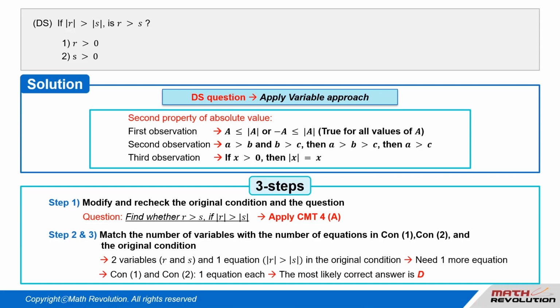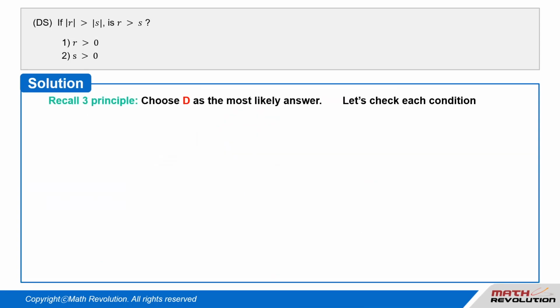From the original condition, we have 2 variables, R and S, and 1 equation. Absolute value of R is greater than absolute value of S. To match the number of variables with the number of equations, we need 1 more equation. Since conditions 1 and 2 will provide 1 equation each, D would most likely be the answer. Recall 3 principles and choose D as the most likely answer.